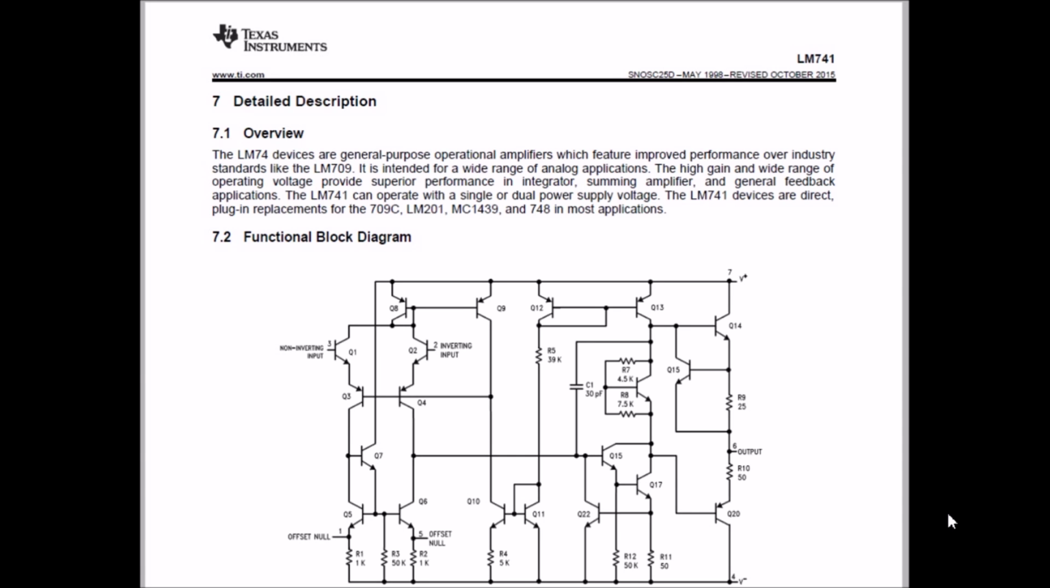This schematic diagram for the LM741 op-amp IC shows the components which are etched into it. As you can see, it is a fairly complex arrangement of components, and it would take a large space if we were to build this circuit.